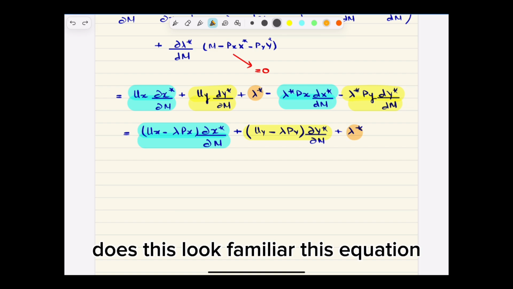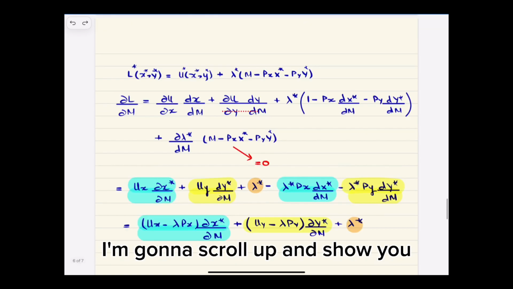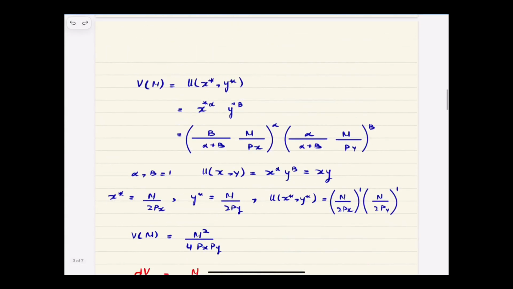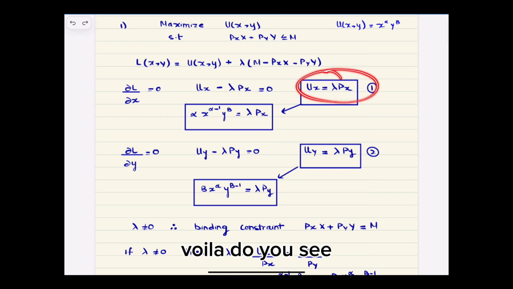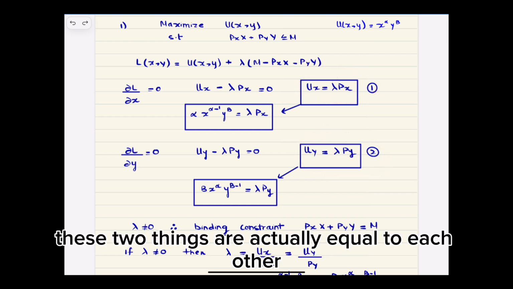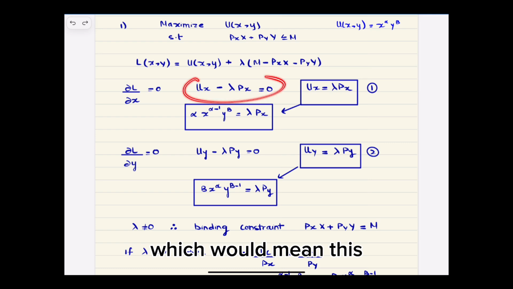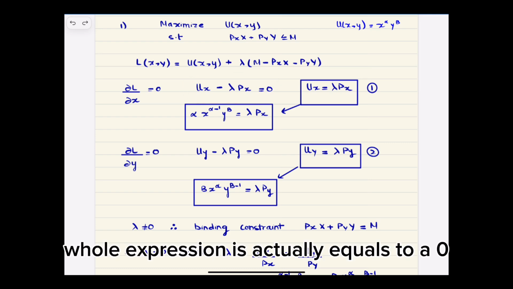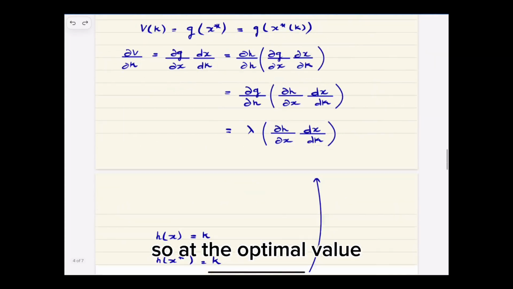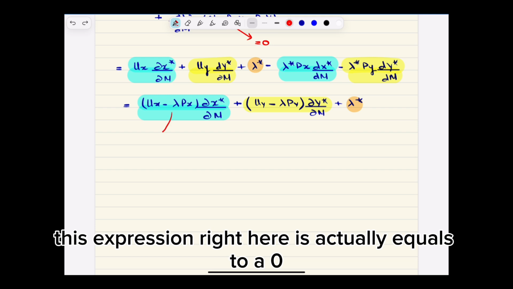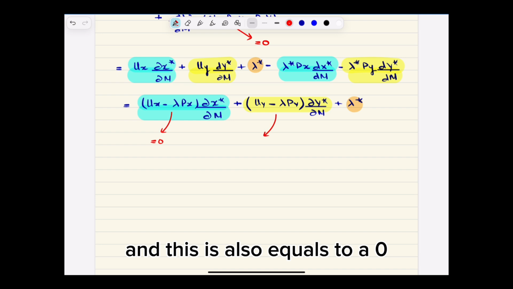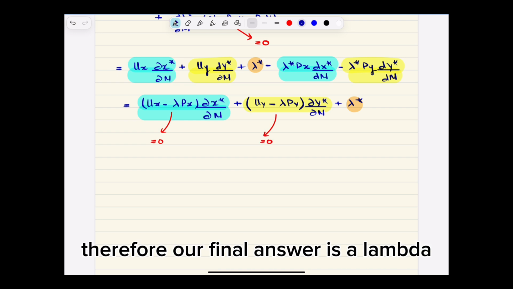Does this equation look familiar? I'm going to scroll up and show you. In the first question, voila, do you see? These two things are actually equal to each other, which would mean this whole expression is actually equal to 0. So at the optimal value, this expression right here is actually equal to 0, and this is also equal to 0. Therefore, our final answer is lambda.